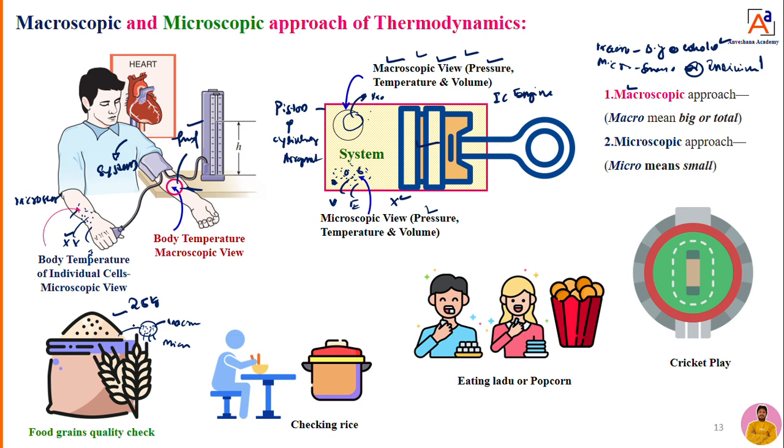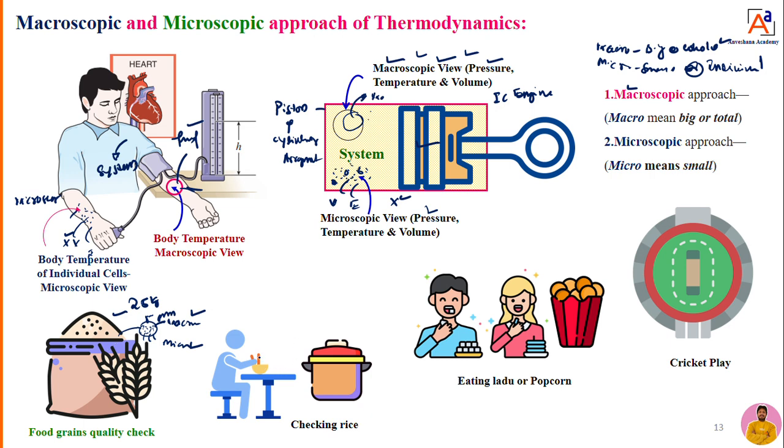Macro means you will take some sample, a certain quantity of rice, say 5 gram or 10 gram, and then you will check the quality of the rice. If you are checking the quality of the rice by considering a group of molecules or a certain quantity of matter, that is the macroscopic approach. If you are considering individual rice particles and checking the quality of the rice, that is the microscopic approach. This is one of the examples we can take.